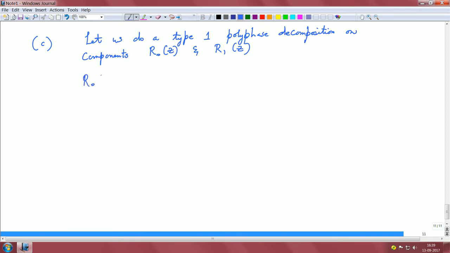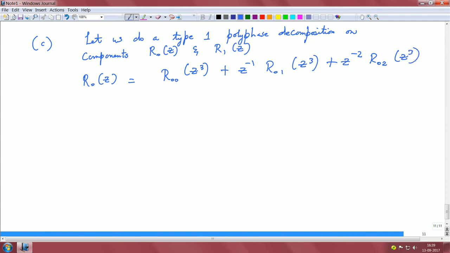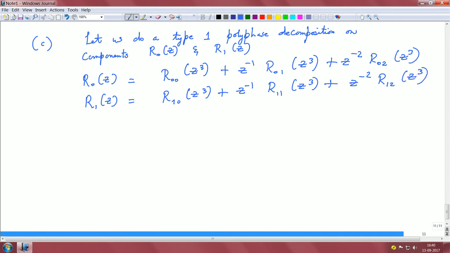So if we did this, say R0 of z can be written as R00 of z cube plus z power minus 1 R01 of z cube plus 2 delay elements R02 of z cube, and we have R1 of z is R10 of z cube plus delay with R11 of z cube plus 2 delays R12 of z cube. Okay, and then we will sketch this.